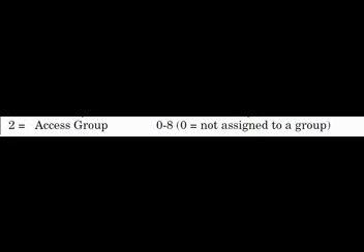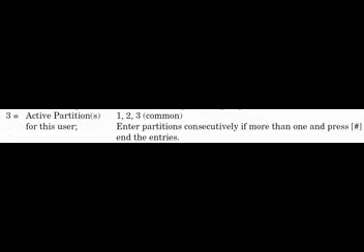Attribute number two is access group. This is used to determine at what time of the day the user can actually access the alarm panel and arm or disarm it. Attribute number three, active partition. This is how we assigned each hen to a specific nest box. We assigned them to a partition.